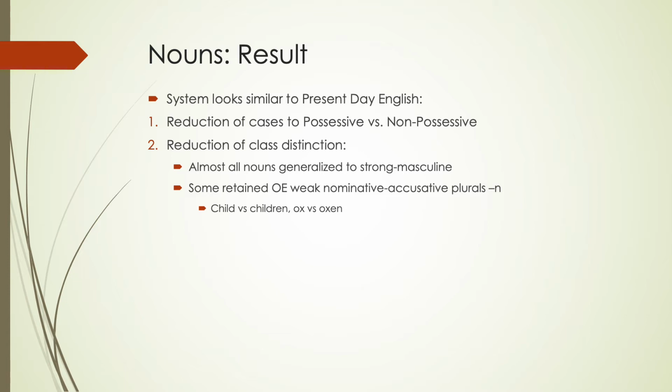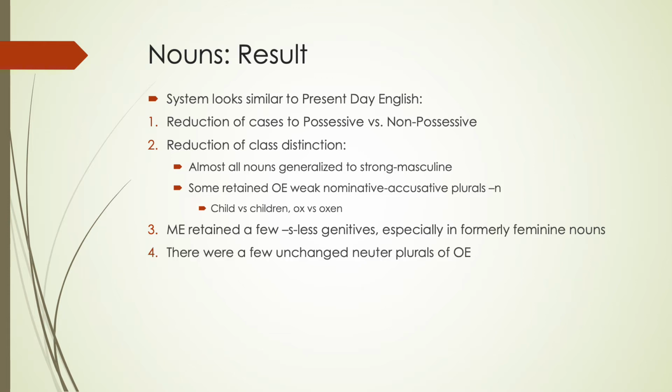And Middle English still retained a few distinctions that had a different genitive form that wasn't an s, especially in what were the feminine nouns. But we don't see any examples of that today any longer. There are a few unchanged neuter plurals of Old English, and we still actually see a few of these left today. So things like deor for wild animal, now deer, sheep for sheep, swine for swine. We can still use those as plurals and as singulars in present-day English.